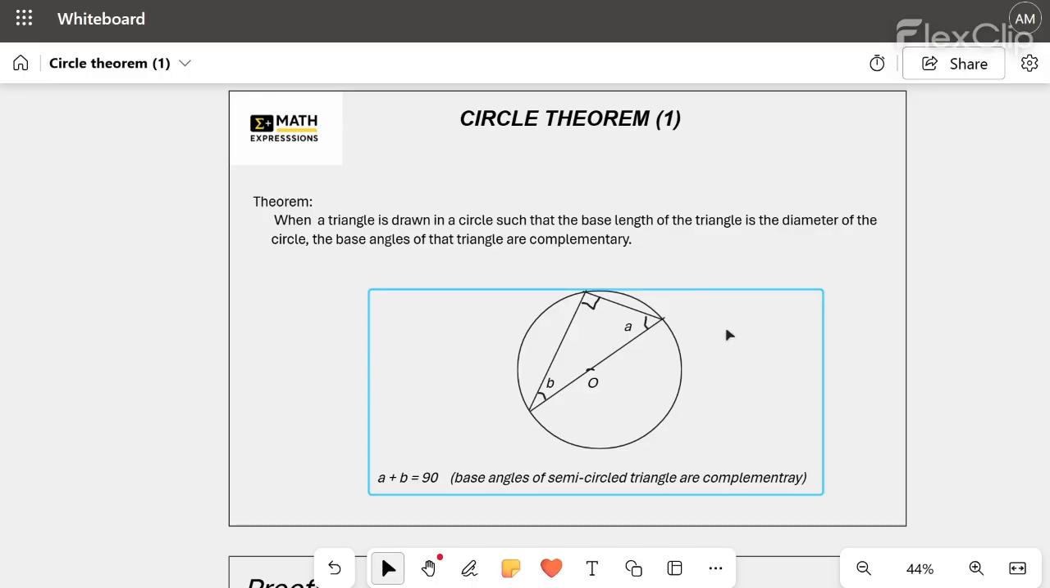Now, what does this whole statement mean? It means that when you have a triangle inside a circle in this condition, what's the condition here? The condition is that the base length of this triangle is the diameter of the circle, and the base angles of that triangle, which are angle A and angle B, are always complementary. As you can see here, angle A plus angle B is equal to 90 degrees. Why? It's because base angles of a semicircle triangle are complementary.